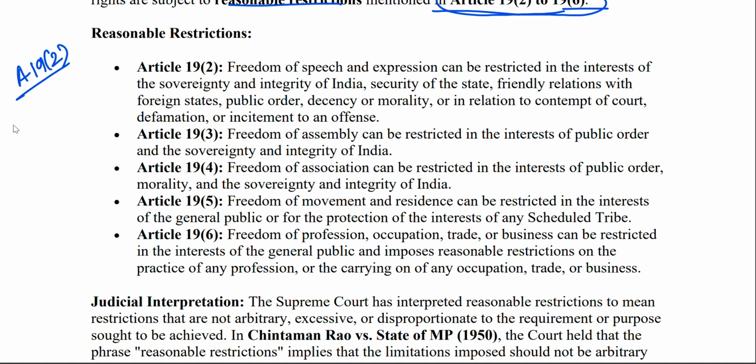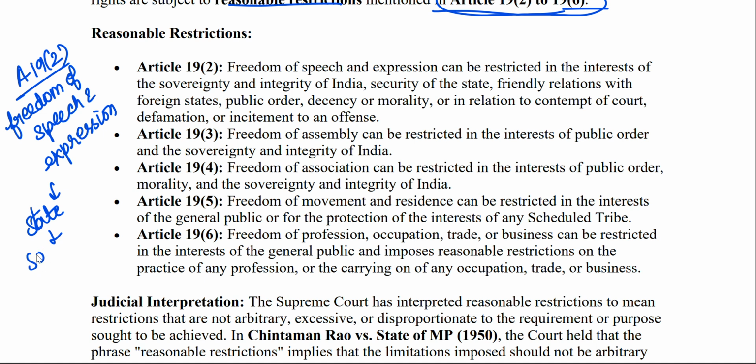2 is for freedom of speech. You are speaking, right? Speech and expression. For the state, how should the freedom of speech not affect the state? To prevent harm to the sovereignty of the state, and then the integrity of the state. Sovereignty and the integrity of the state.